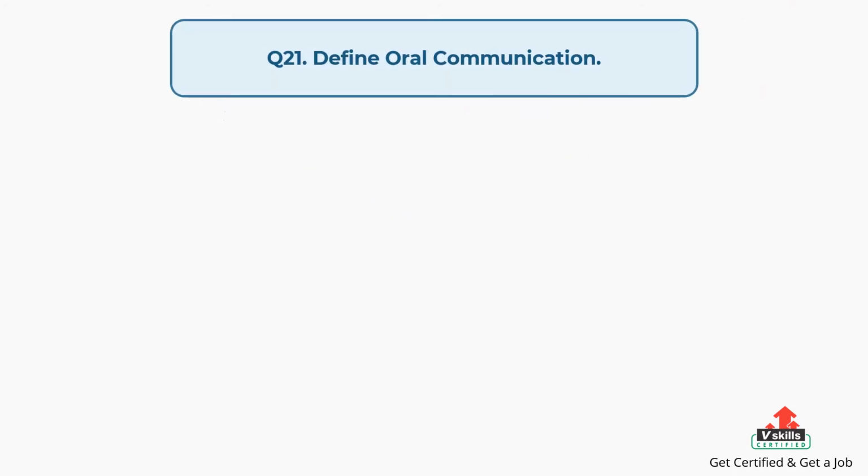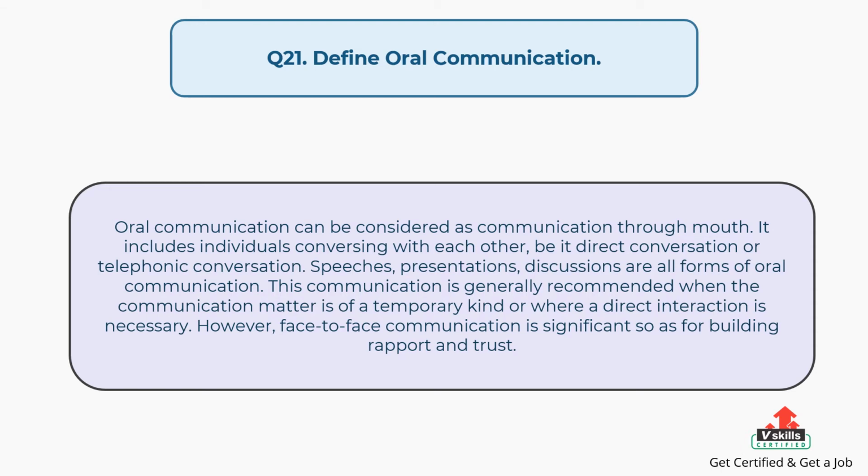Question number 21. Define oral communication. The answer is: oral communication can be considered as communication through mouth. It includes individuals conversing with each other, be it direct conversation or telephonic conversation. Speeches, presentations, discussions are all forms of oral communication. This communication is generally recommended when the communication matter is of a temporary kind or where a direct interaction is necessary. However, face-to-face communication is significant for building rapport and trust.